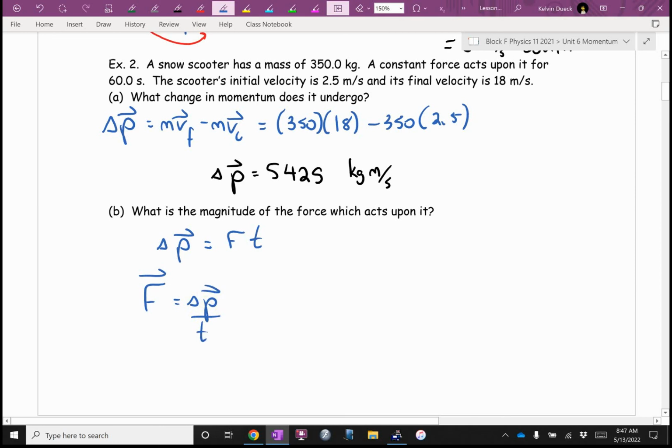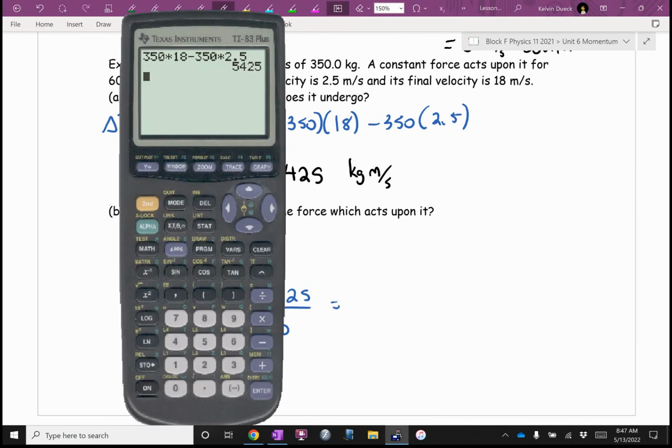Okay. And you've reached the point where you're not surprised when we see a different way to write something. We've had that happen many times now. I mean, how many equations for acceleration do we have? Lots. So it's going to be 5,425 divided by 60. I can just go answer button divided by 60. The average force must have been 90.4 newtons.